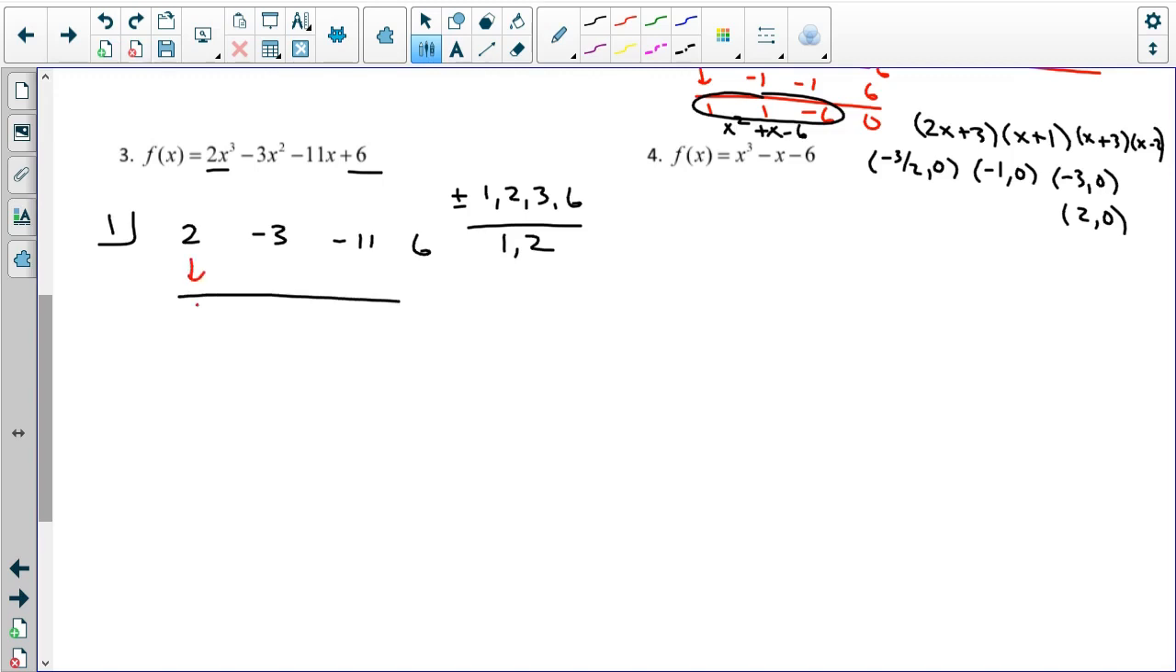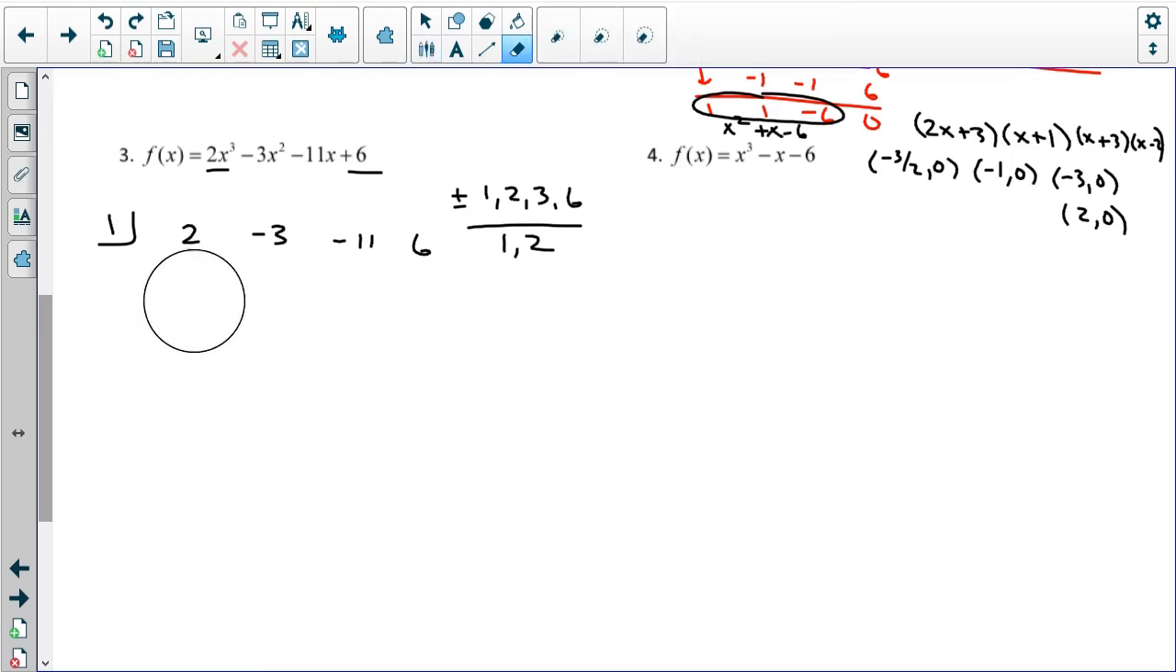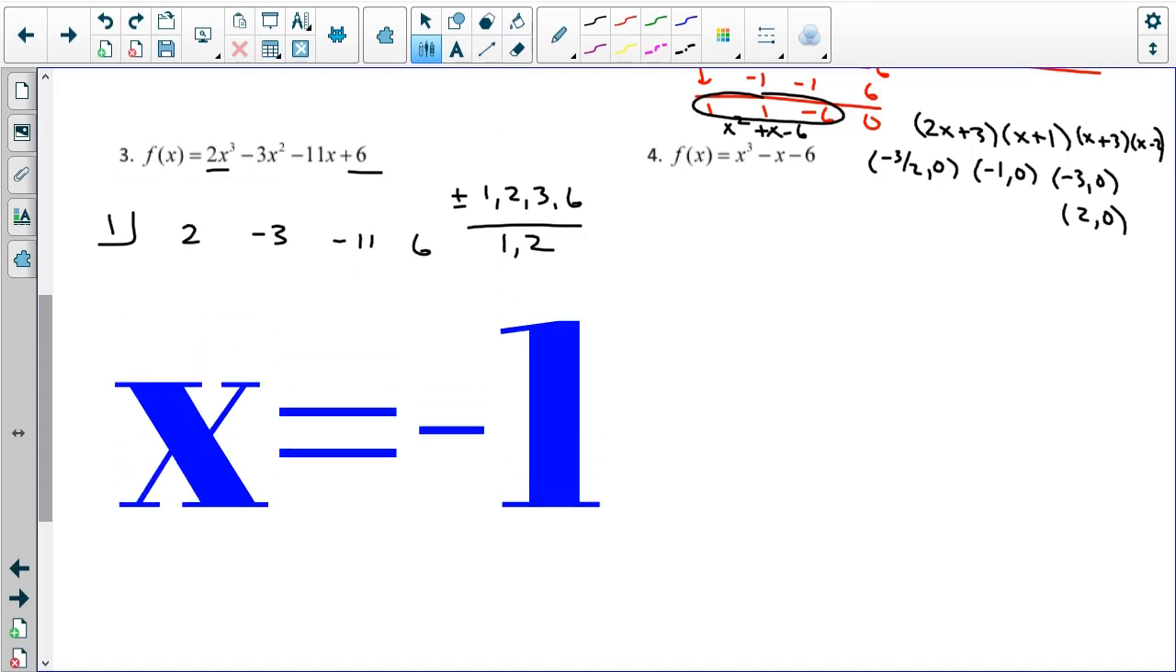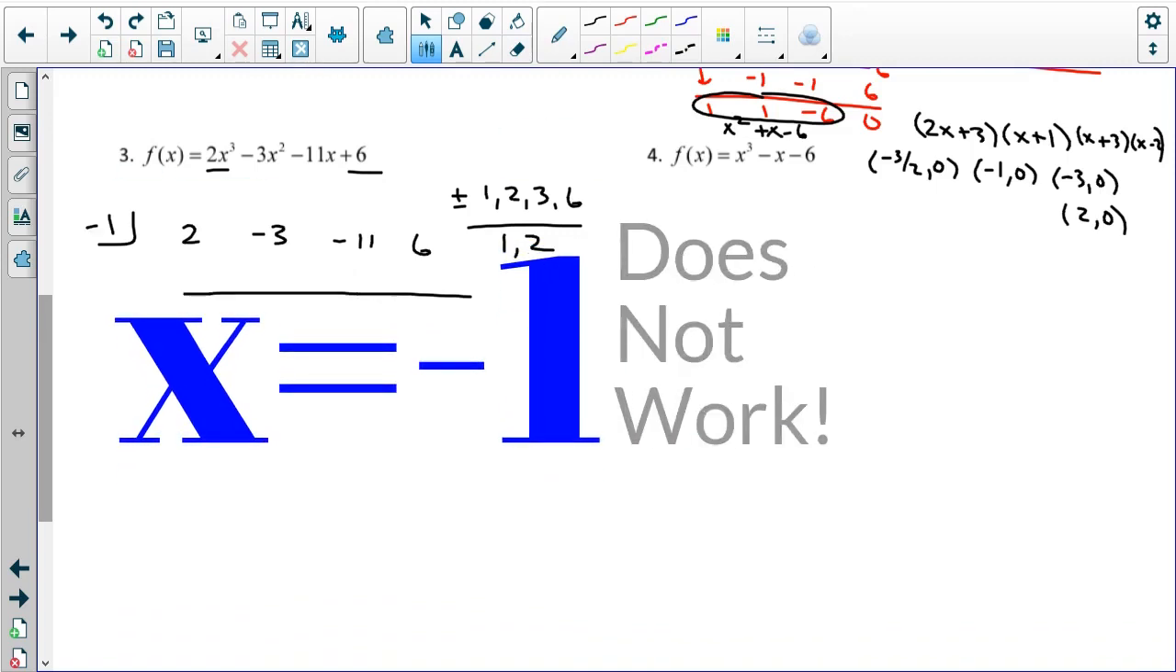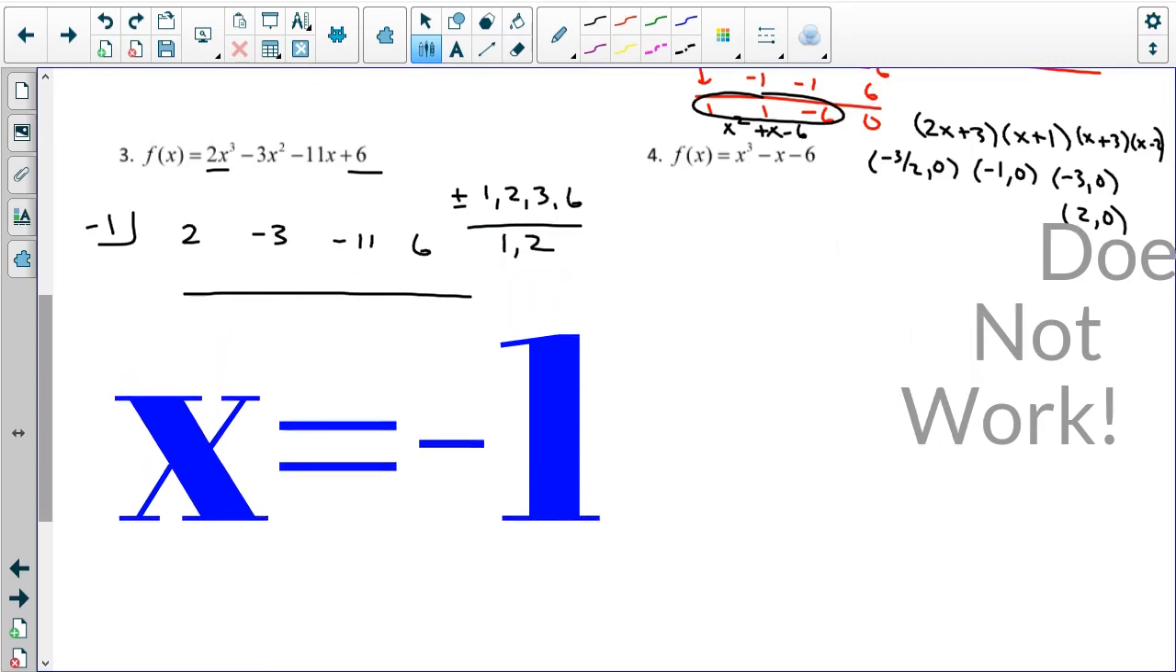I'll pull down the 2. So 2 times 1 is 2. Add. 1 times negative 1 is negative 1. Add. This is not going to work. I have a remainder. So the remainder means it doesn't work. One thing that's really nice about synthetic division is if you're good at multiplying and adding, you can do this pretty quickly. So now I'm going to try negative 1.